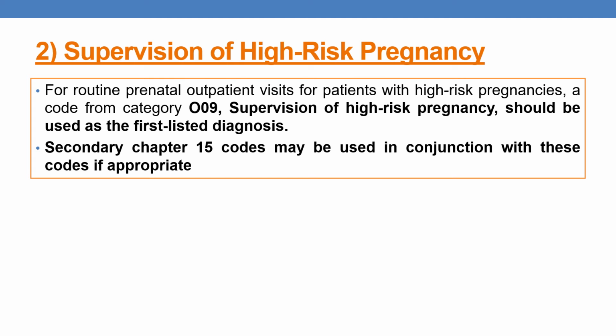And for routine prenatal outpatient visits for patients with high-risk pregnancies, a code from the category O09, that is nothing but supervision of high-risk pregnancy, should be used as the first listed diagnosis. That is, it must be used as a PDX. And secondary chapter 15 codes may also be used in conjunction with these codes if appropriate. The PDX must be from the O09 series, and additionally you can use other codes from chapter 15 whenever appropriate as secondary diagnoses.